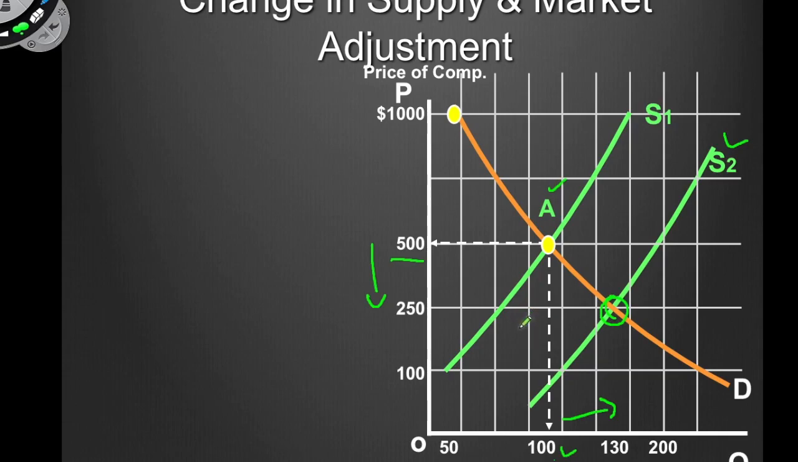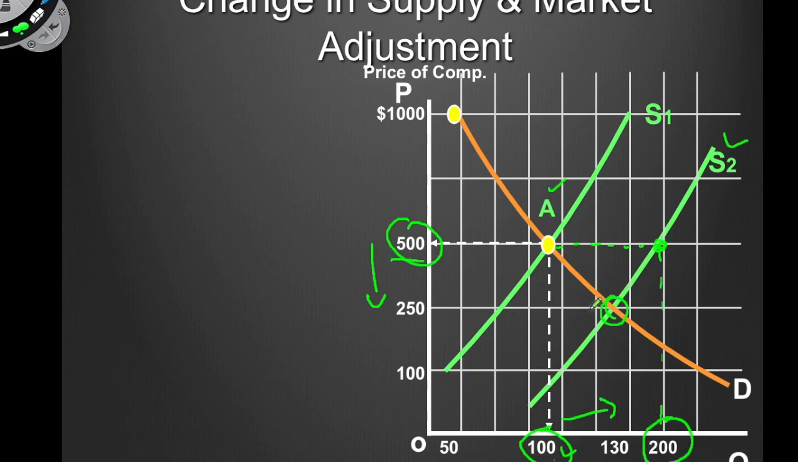Another way of looking at this is saying that if we keep the price of $500 and we have now this new supply curve, well, at this price, this is what the producers would be willing to supply, 200 of this product. But at this price, according to the demand curve, this is how much people are willing to buy. So we would have a surplus in the market.